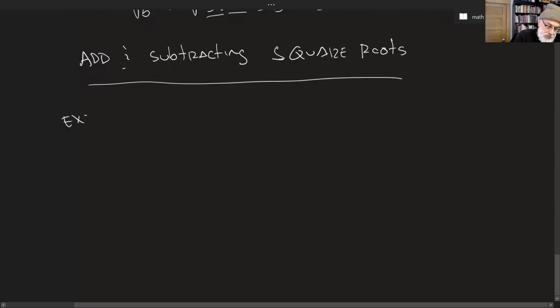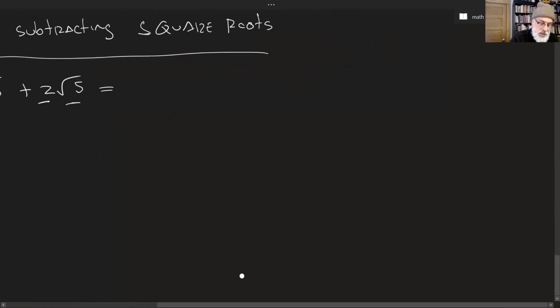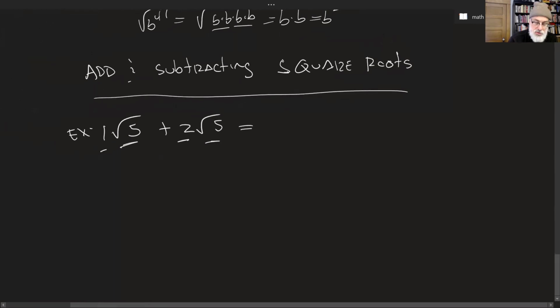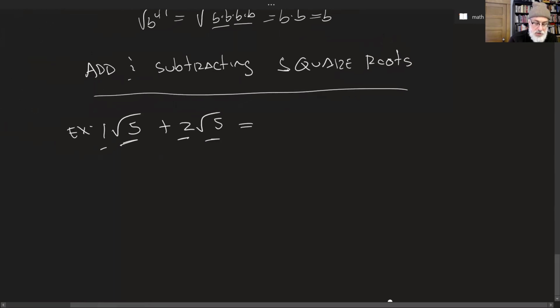An example is if I have the square root of 5 plus 2 times the square root of 5, these are the same, the radicands are the same, so I can write this as the sum of the coefficients. So again, we have 1 assumed out here, then it's 1 plus 2 is 3 square root of 5.